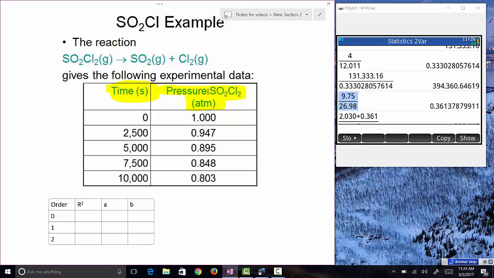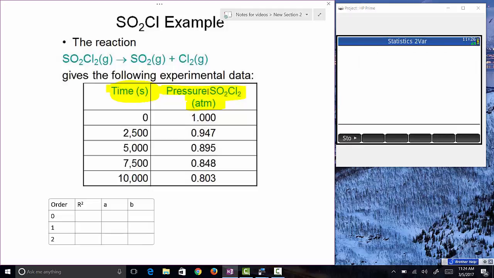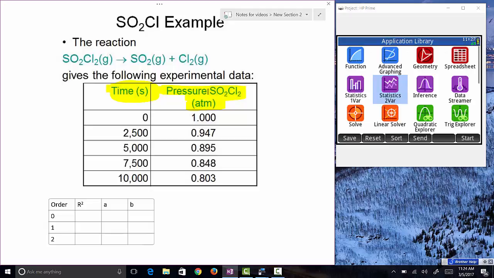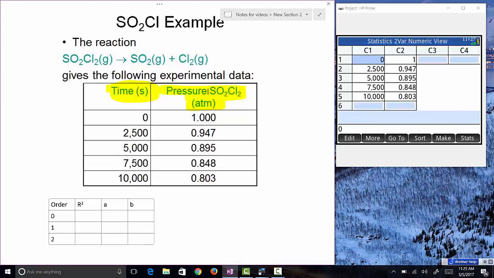All right, so what we're going to do in here is, we've worked with this before, we have our two variable statistics app. So we're going to go there and plug in our data. I've already plugged my data in, so you may want to input your data, pause the video, and get yours set up that way.